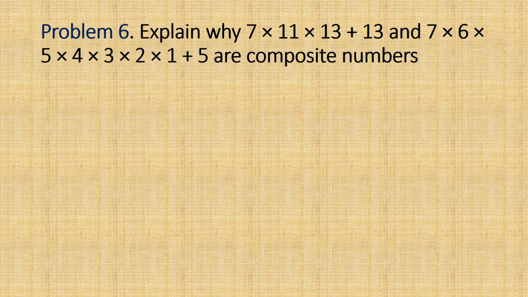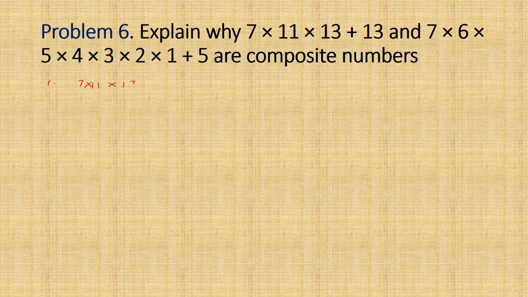Understood now this problem. Next, explain why 7 into 11 into 13 plus 13 and 7 into 6 into 5 into 4 into 3 into 2 into 1 plus 5 are composite numbers. So here we need to calculate what these numbers are and whether they are composite numbers or not. Composite number means it can be expressed in a unique way in the prime factorization method.